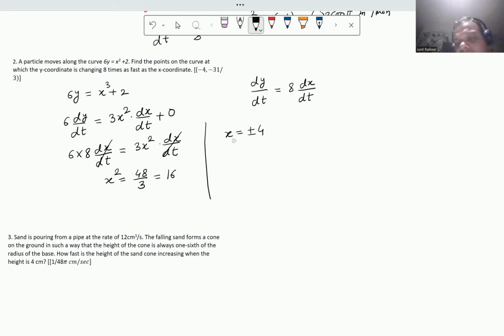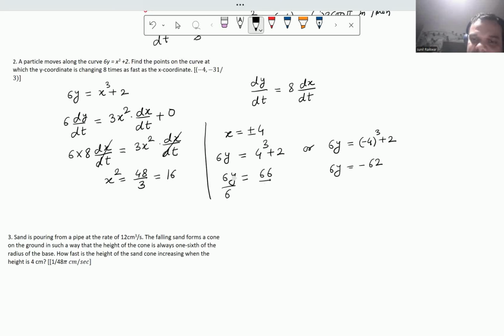Since we have the value of x, now you can find the value of y. Just put x equal to 4 and minus 4. So 6y is equal to 4 raised to the power 3 plus 2, or 6y equals negative 4 raised to the power 3 plus 2. 4 raised to the power 3 is 64, plus 2 it's 66. Here negative 64 plus 2 is negative 62.